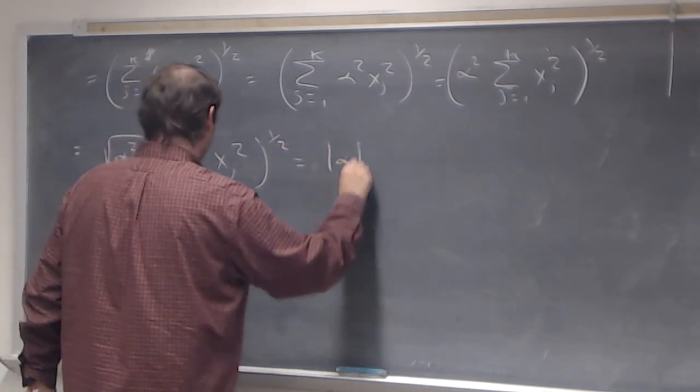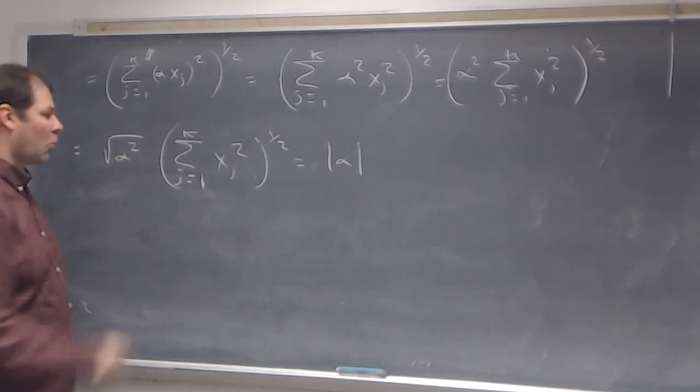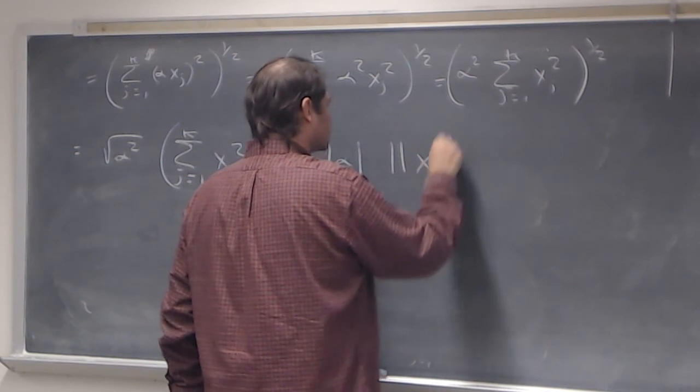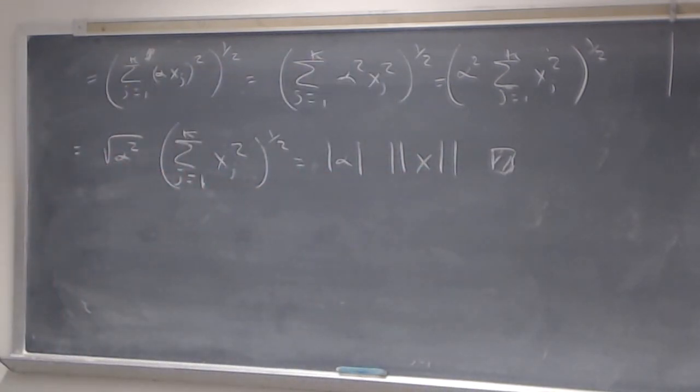So that's the absolute value of alpha. And this quantity, this sum of the coordinates being squared raised to the 1/2 power, that's the norm of x. So that proves that fact.